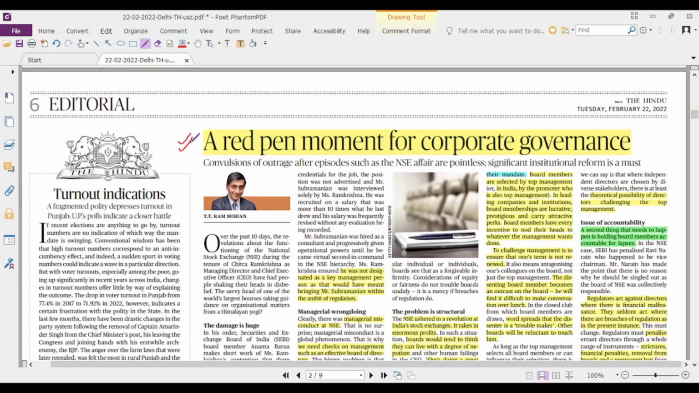In the editorial page, this article is related to corporate governance. This is not that important for prelims, but it is important for mains corporate governance, and it can also be useful in ethics case studies and answers related to corporate governance.